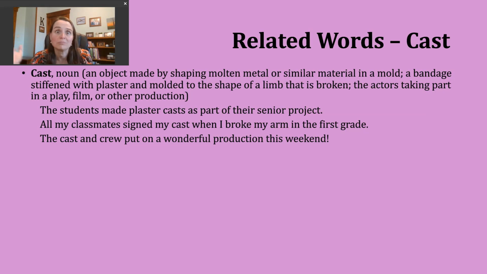decorate it, who knows. A second way to use the noun cast is to talk about a bandage that has been stiffened with plaster and molded into the shape of whatever limb has been broken. It's usually done to protect that limb from further injury, allow time for the bone to heal. So, an example of this: all my classmates signed my cast when I broke my arm in the first grade.